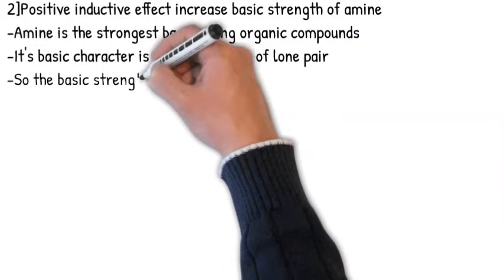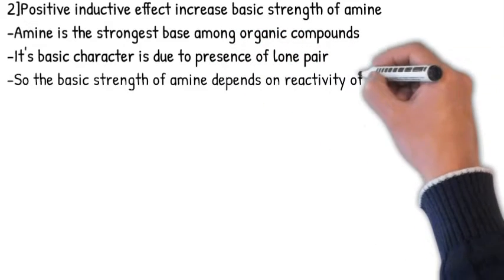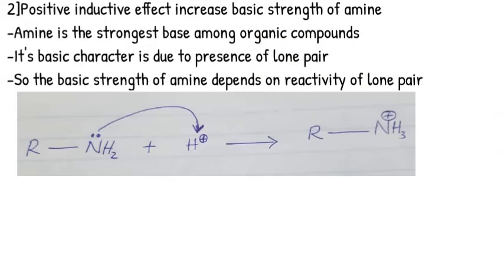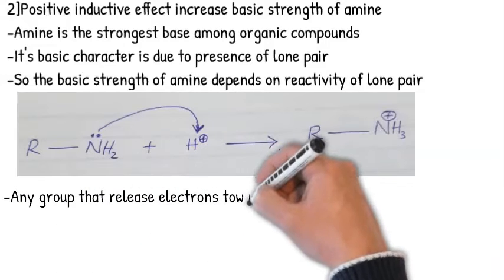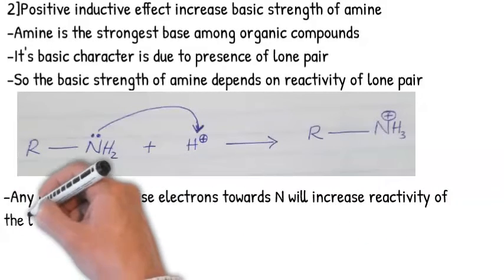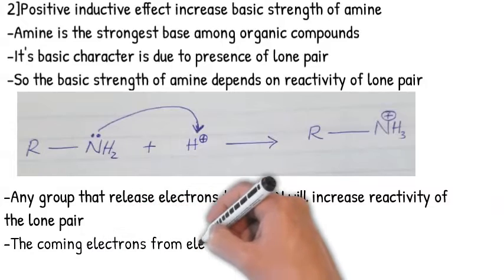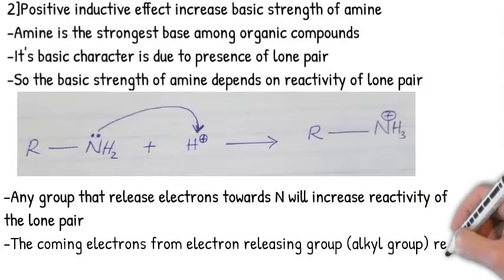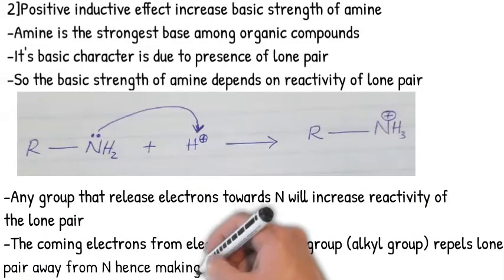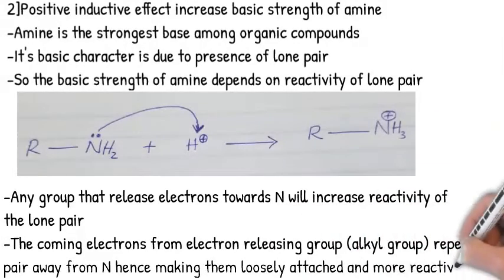So the basic strength of amine depends on the reactivity of the lone pair. Consider this reaction between amine and hydrogen ion. Due to the alkyl group, the lone pair from the amine will be repelled away and made ready to react with hydrogen ion. Any group that releases electrons towards N will increase the reactivity of the lone pair. The incoming electrons from the electron releasing group, the alkyl group, repel the lone pair away from N and hence make them closely attached and more reactive.